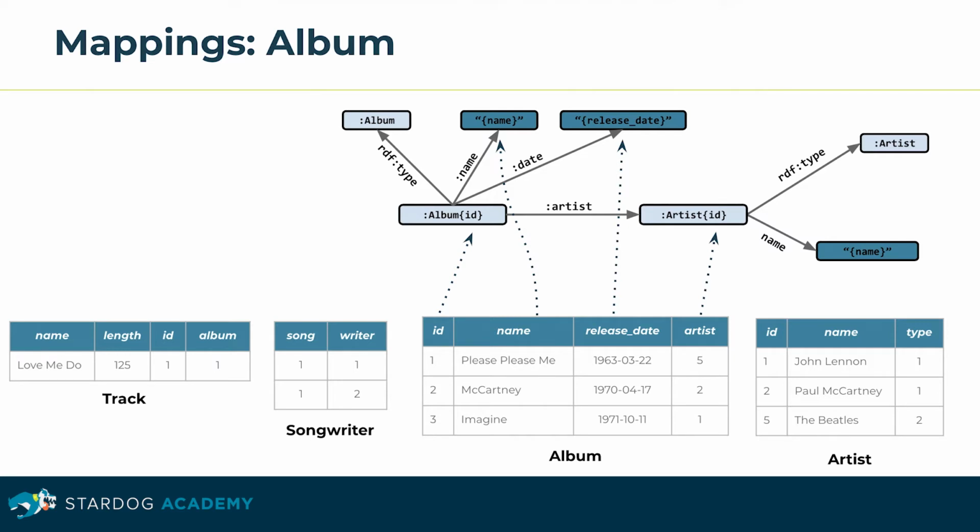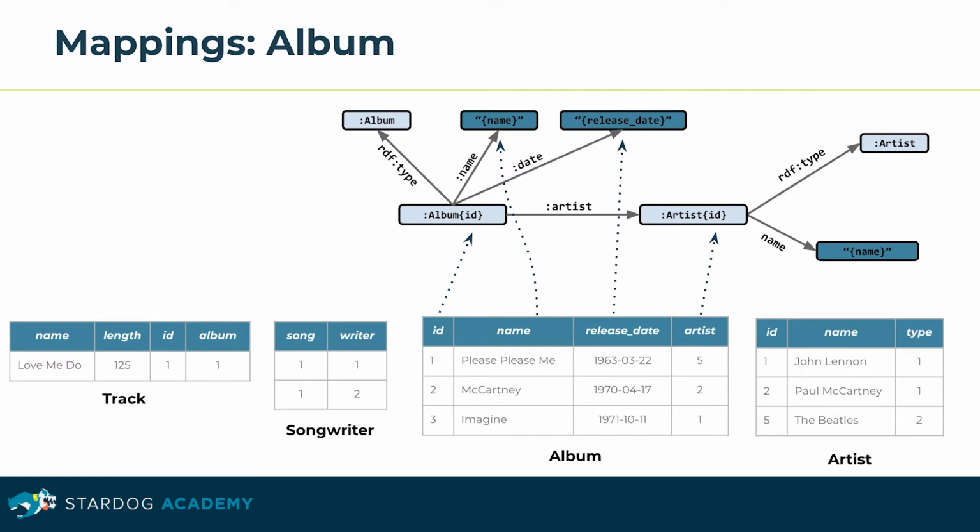Moving on to the album table, we're going to essentially do the same thing with a couple of key differences. First, the ID field here is going to create an album subject URI, again using the template feature to create a URI using the ID. But then because we know that artist here is a foreign key, we can take the value there and make the artist identifier in that object position. So for the triple album artist, we're using the ID and the foreign key artist here to generate that triple.